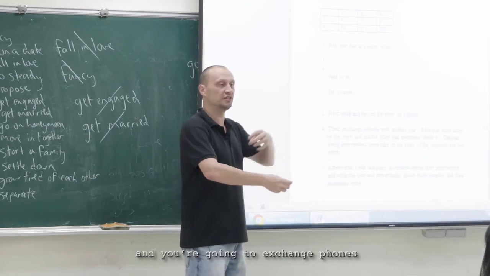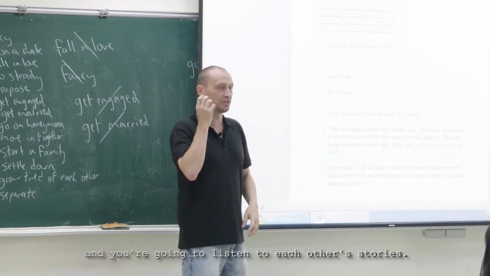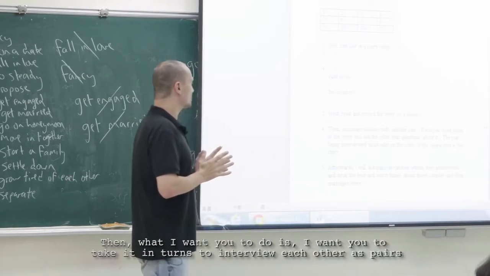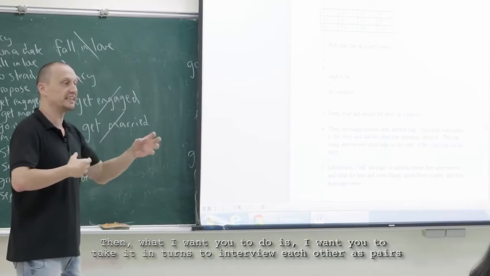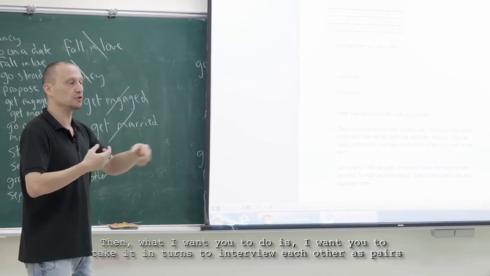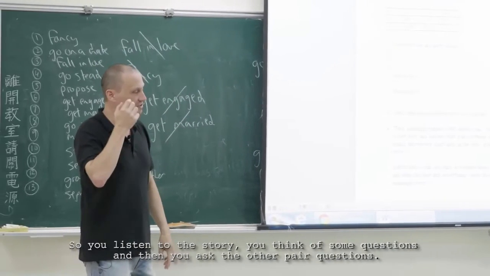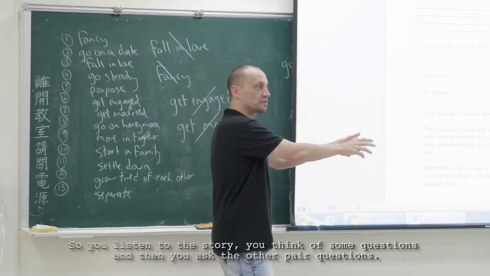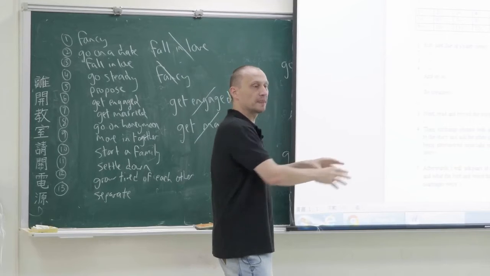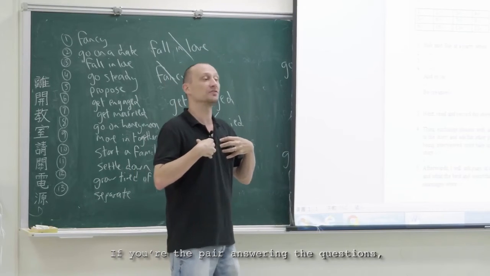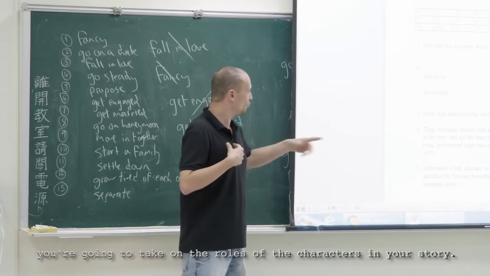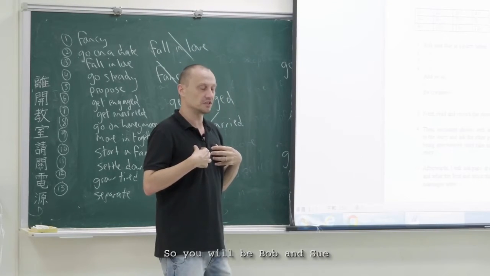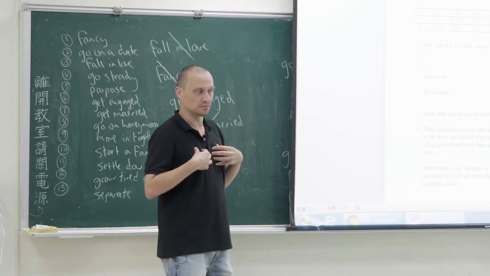You're going to exchange phones and listen to each other's stories. Then I want you to take it in turns to interview each other as pairs. So you listen to the story, you think of some questions, and then you ask the other pair questions. If you're the pair answering the questions, you're going to take on the roles of the characters in your story. So you will be Bob and Sue.